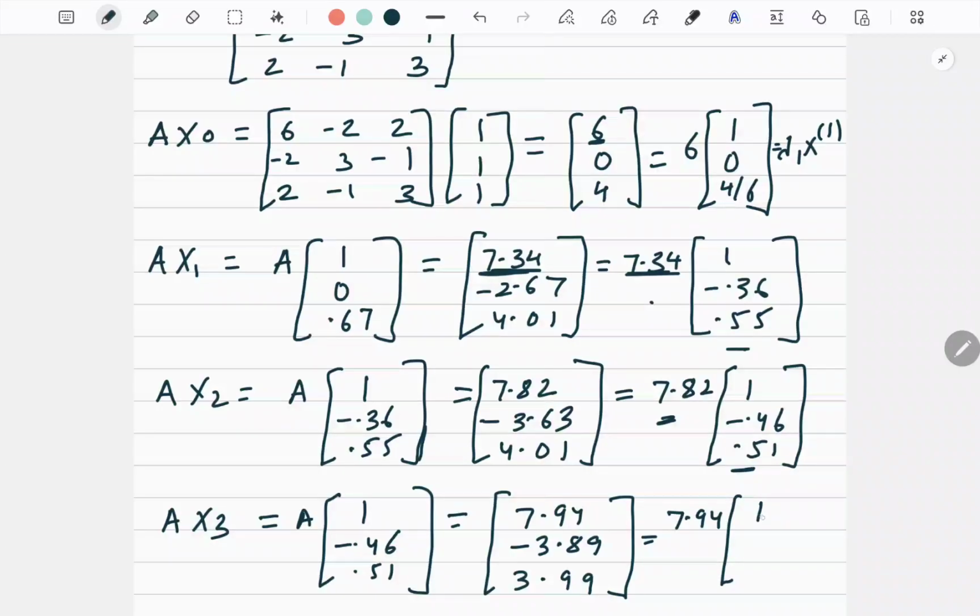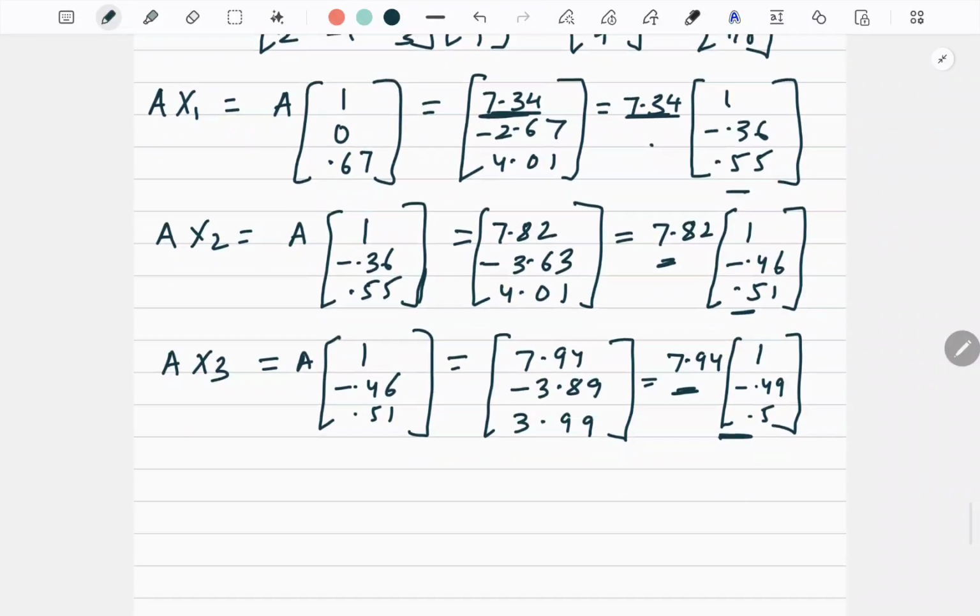So what is left? 1, minus 0.49 and 0.5. So this is my new eigenvalue, and this is my new corresponding eigenvector. So now go to the next step.